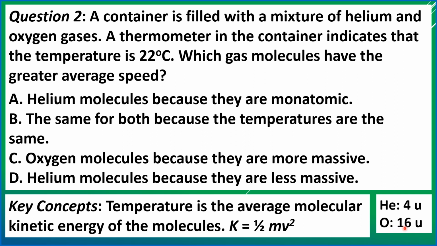That means its atomic mass as a molecule is 32 atomic mass unit, whereas for a helium molecule, it's only 4 atomic mass unit. And therefore, our answer among the four options is letter D. Helium molecules have the greater average speed because they are less massive.